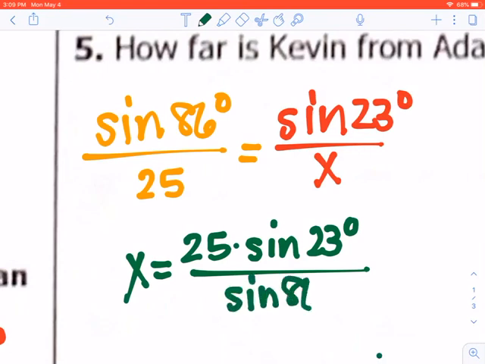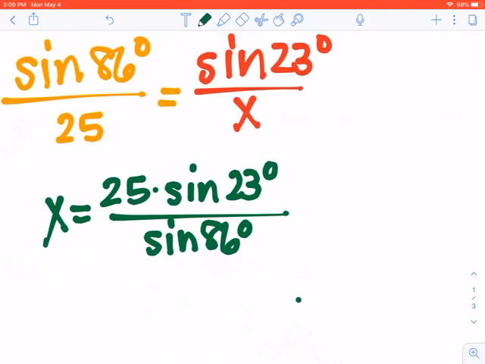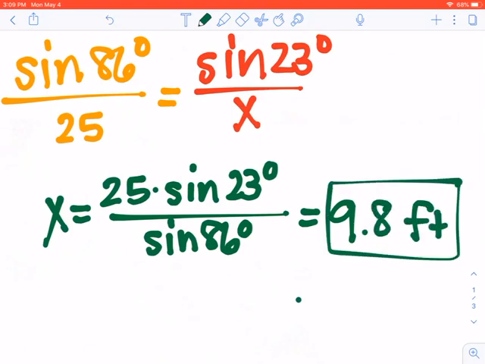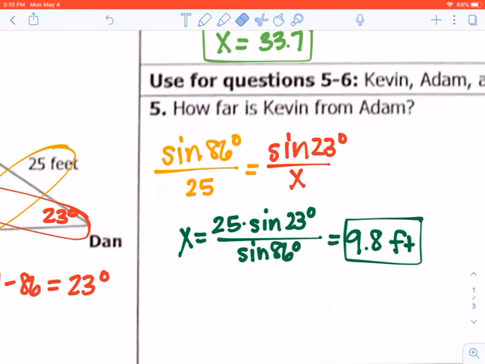So if you do all the cross multiplication like we were doing above, and then you divide both sides, you're going to get this. And in your calculator, 25 times sine 23, you hit enter, and then you divide by sine 86. You're going to get 9.8 feet, rounding to 1 decimal here. So Kevin and Adam are 9.8 feet apart.